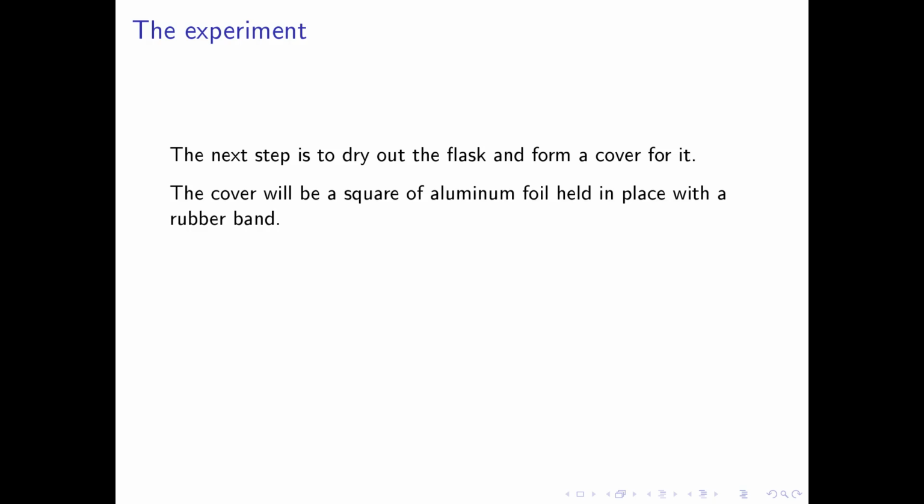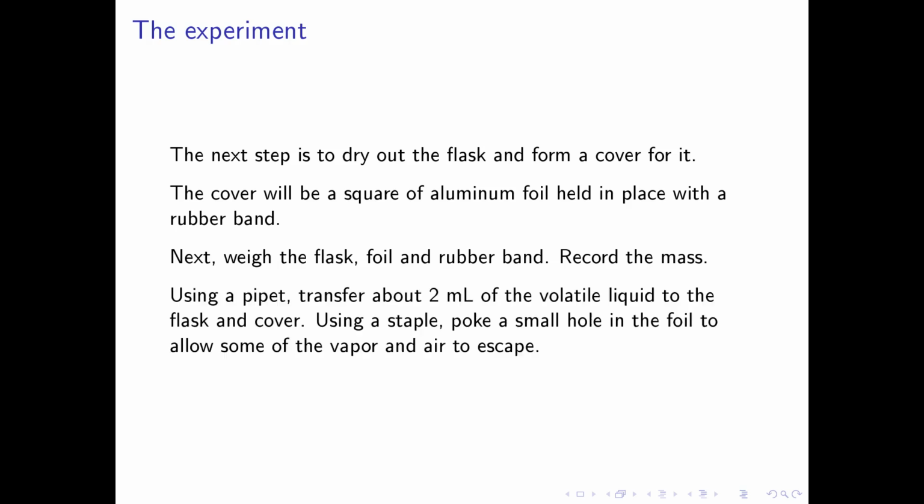The next step is to dry out the flask and to create a cover for it. The cover will be a square of aluminum foil that's held in place with a rubber band. Next, you will weigh the flask, the foil, and the rubber band together and record this mass in your notebook. Then, using a pipette, transfer about 2 milliliters of the volatile liquid into the flask and cover it. Using a staple, poke a small hole in the foil to allow some of the vapor and the air to escape.